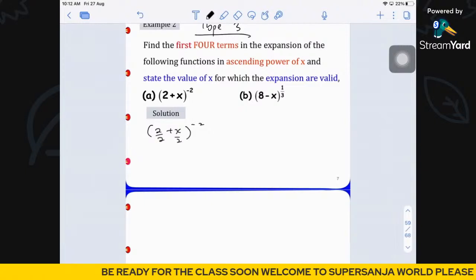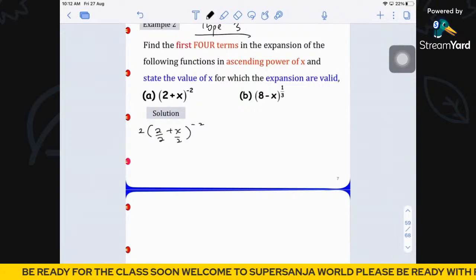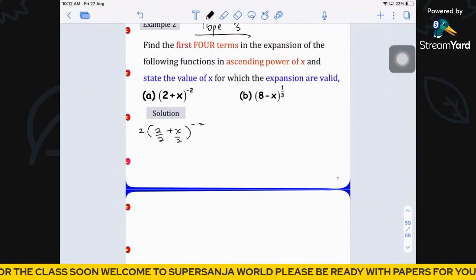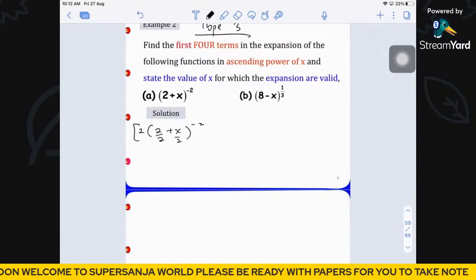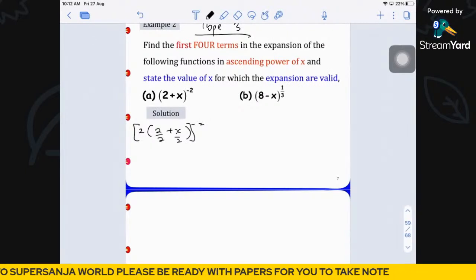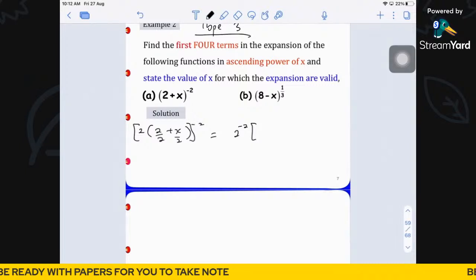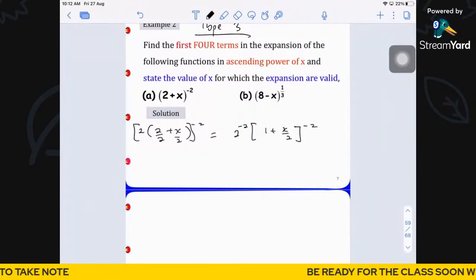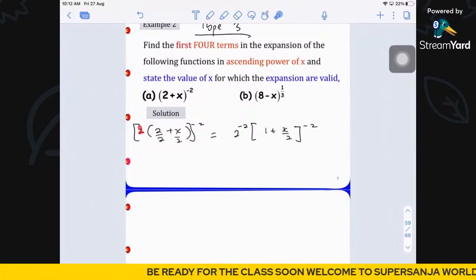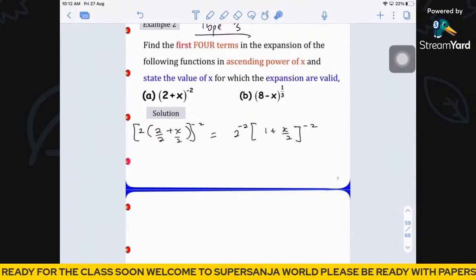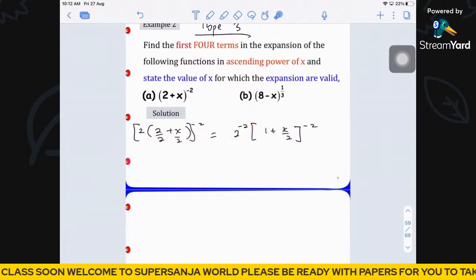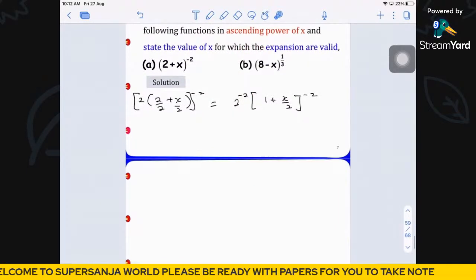Divide here by 2, divide here by 2. But don't forget, take out the 2 and bracket up the whole thing. So when I get that, this is 2 power of negative 2, bracket, 1 plus x over 2, power of negative 2. Can you see that? Why? Because when I take out the 2, the 2 must be multiplied with power of negative 2, which gives 2 power of negative 2 there. So that's why it remains 2 power of negative 2 over here. Can you all understand that?